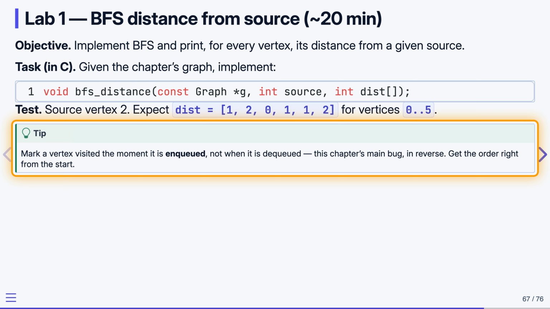Mark a vertex visited the moment it is added to the queue, not when it is taken off. This is the chapter's main bug in reverse. Pause the video and give it a try.